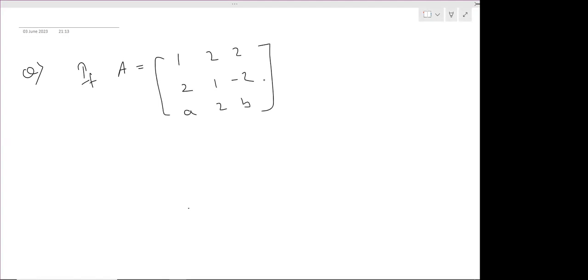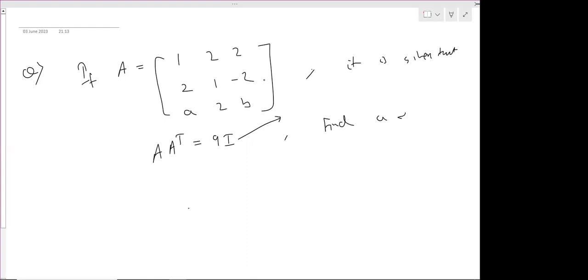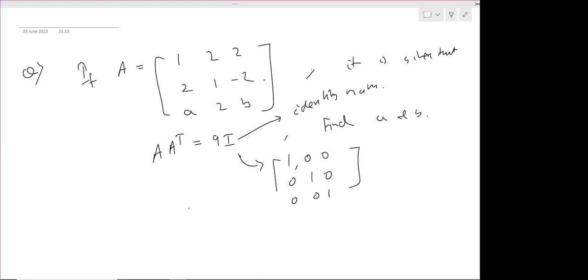And they are saying it is given that A transpose is equal to 9I. What is I? I is the identity matrix, right? Yes, sir. So here the identity matrix will be 1, 0, 0, 0, 1, 0, 0, 0, 1, right?